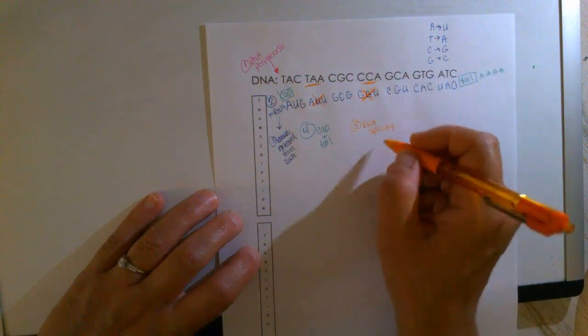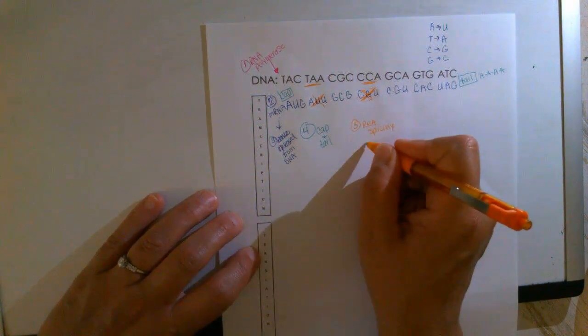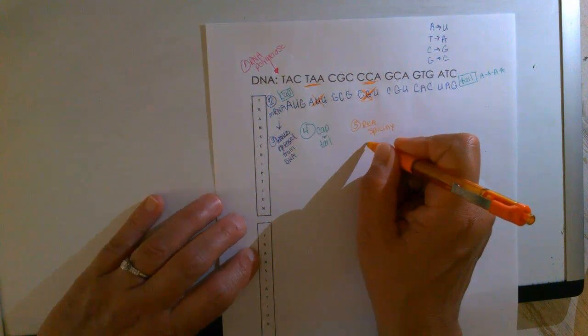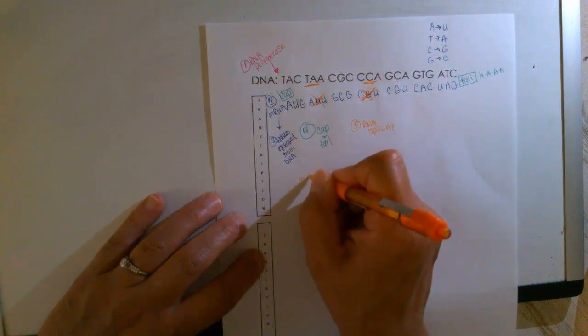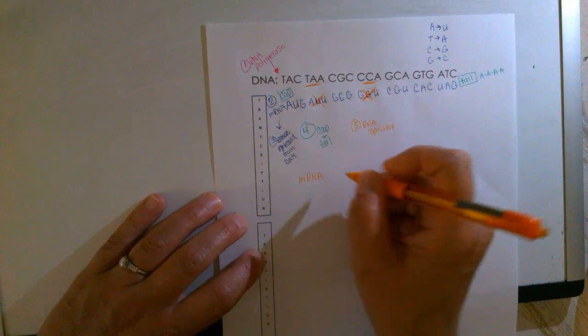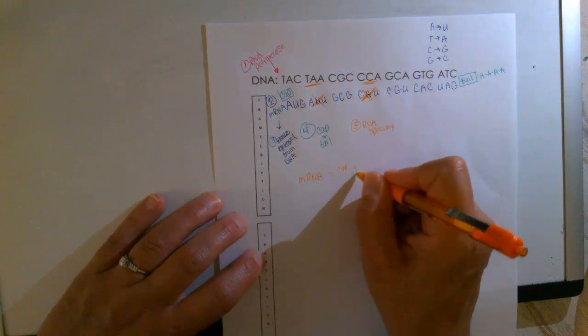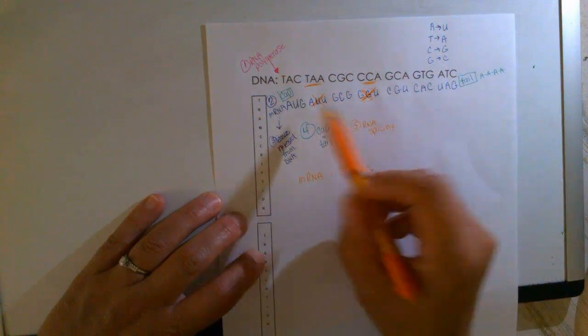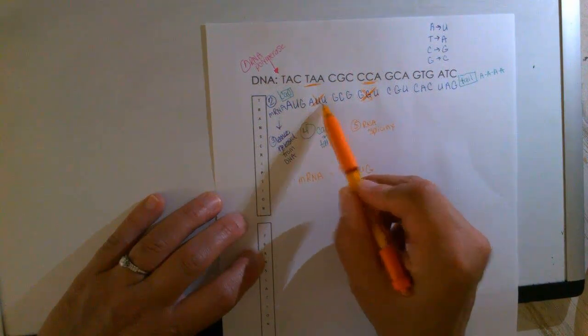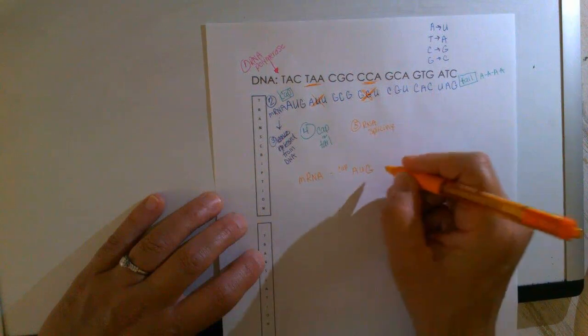So at the very end of step 5 of RNA splicing, our messenger RNA is going to look like this. It's going to have the cap. It's going to be AUG. We took that codon out up here, so we're going to just move on to GCG.